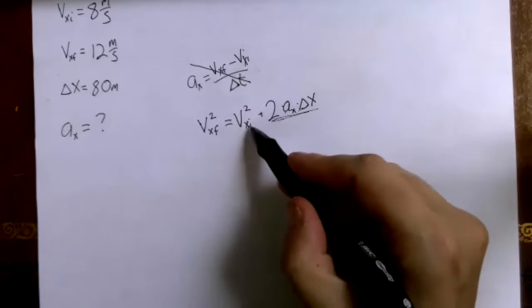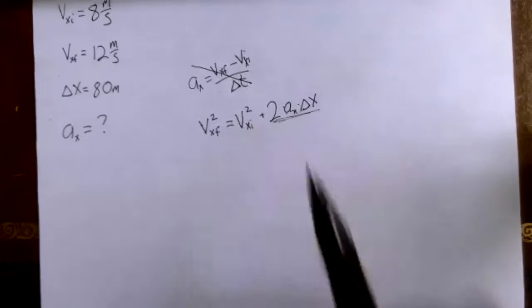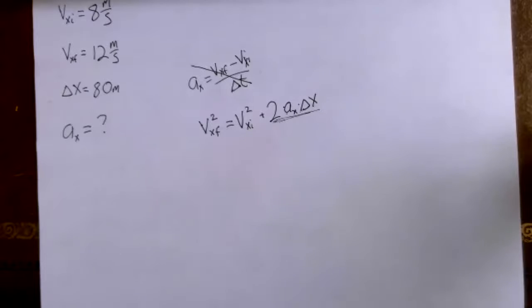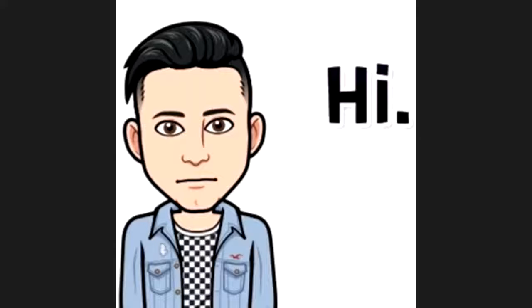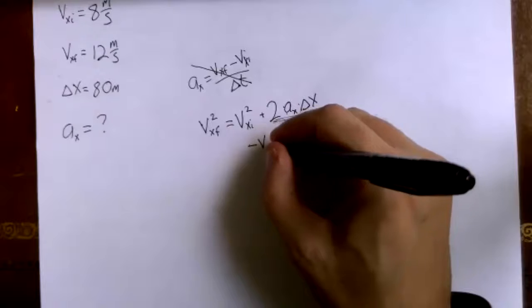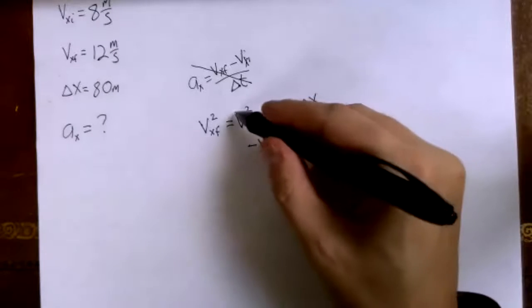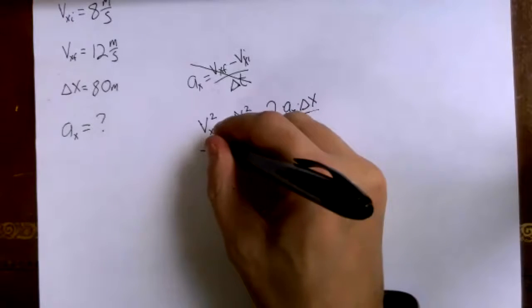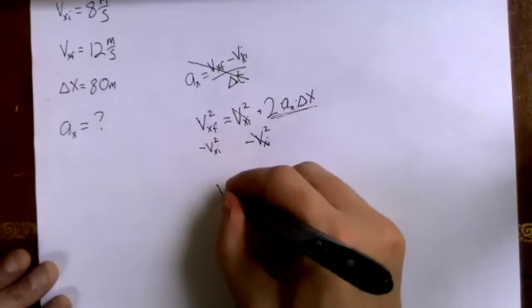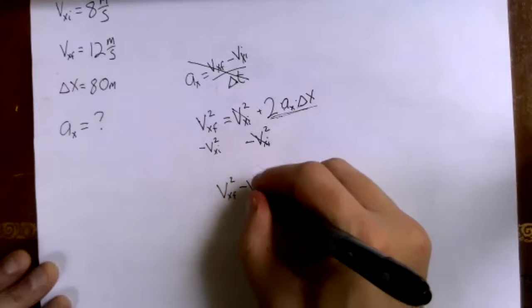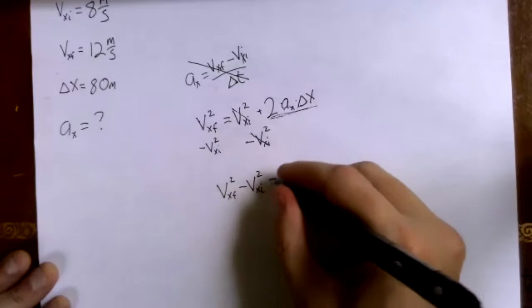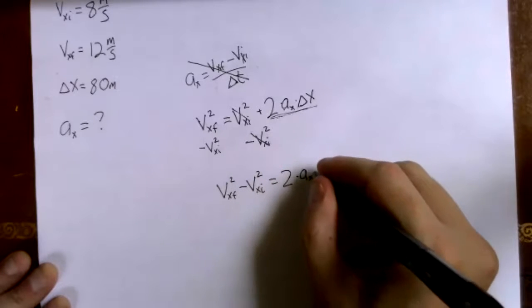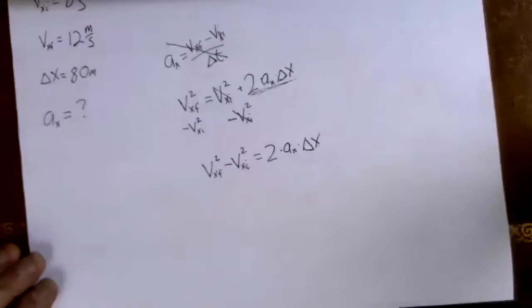To do that, we have to get rid of the VXI squared, which is added on. What's the first step I need to do to get the VXI away from the right side? We need to subtract the initial velocity from both sides. Yeah, really the initial velocity squared. So VXI squared minus VXI squared goes away on this side, and I have to do it here as well. So I get final squared minus initial squared equals 2 times acceleration times displacement.